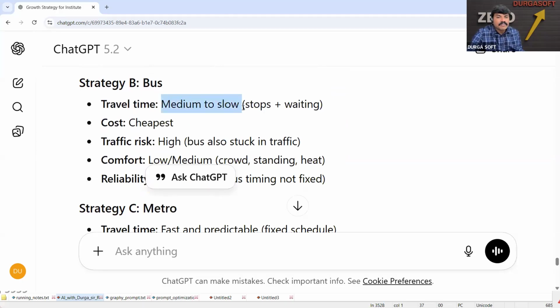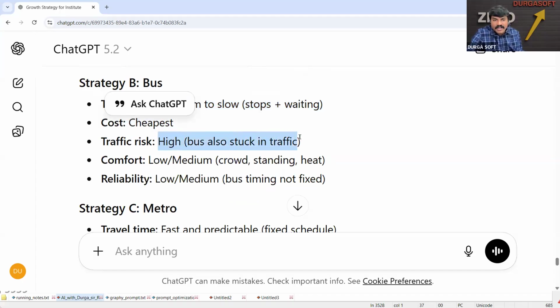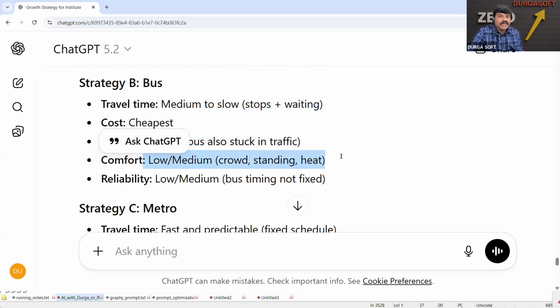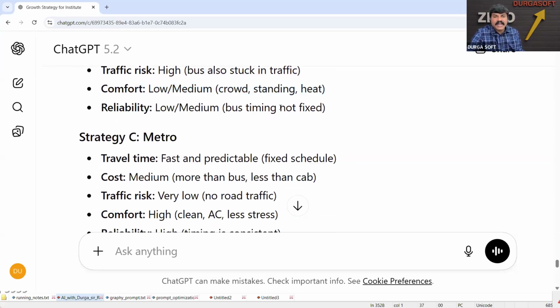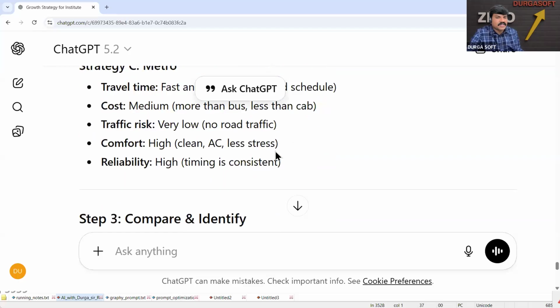Bus. Travel time is medium to slow. Slow, stops, waiting, irritation is going to get. Cost is the cheapest, but the traffic risk is high. Bus also gets stuck in traffic. Next, comfort is low or medium: crowd, standing, heat. Reliability is low or medium, bus timing is not fixed.